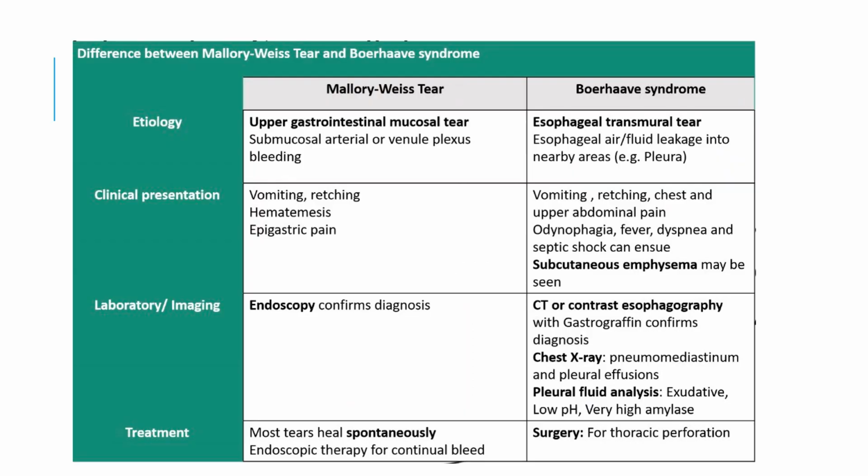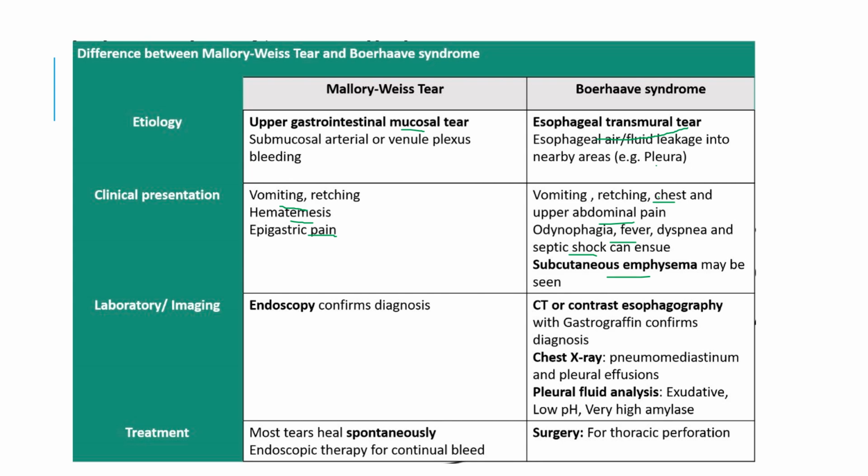So this is again the difference. Mallory Weiss is the mucosal tear in alcoholic or repeated vomiting. Boerhaave is an esophageal transmural tear or perforation, and esophageal air and fluid leak into the nearby areas, which is the pleura and the mediastinum. Mallory Weiss can present with vomiting, retching, hematemesis, and epigastric pain. Boerhaave, there can be chest pain, vomiting, retching, upper abdominal pain, odynophagia, fever, dyspnea, or septic shock if they have already gone into sepsis. And subcutaneous emphysema can be seen.